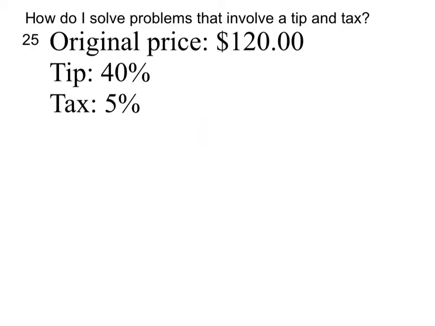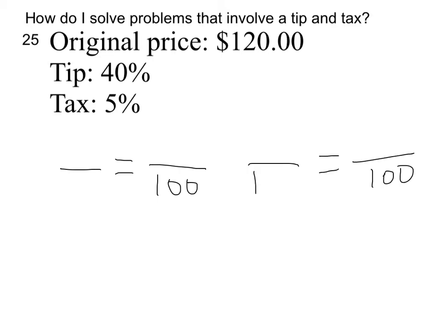So as you can see, this is problem 25 on your assignment. We have an original price of $120. We're paying a tip of 40%, and we're going to pay 5% in tax. Tip and tax are different because we don't pay a tip on tax, and we don't pay tax on what we're tipping. So we need to figure these out as 2 separate things and then put them together. They're both going to use this $120, so I can write that into both places too.